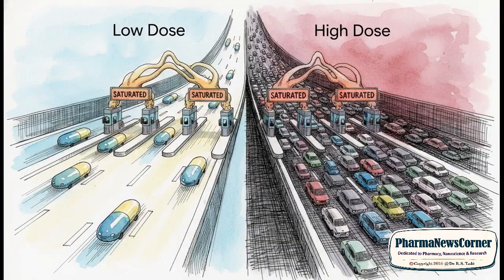I want you to think of it like a highway during rush hour. Your body has these specialized enzymes and transporters that process drugs. At low doses, it's like the middle of the night. Plenty of open lanes, traffic is flowing smoothly. But as you increase the drug dose, you're adding more and more cars onto that highway. And eventually, you get a traffic jam. The system gets totally overwhelmed, or saturated, and it simply cannot process that drug any faster.